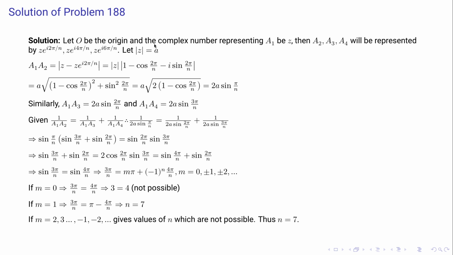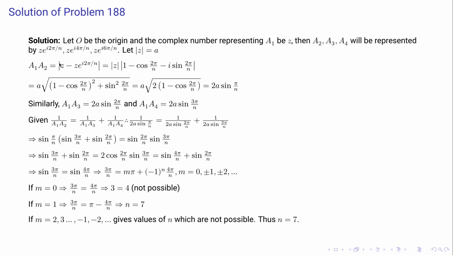So we let O be the origin and the complex number representing A1 be Z. Then A2, A3, A4 will be represented by Z e to the power i2 pi by n, Z e to the power i4 pi by n, Z e to the power i6 pi by n, and so on, because as I told, each side will subtend an angle of 2 pi by n at the center. Now we let mod Z be equal to a.